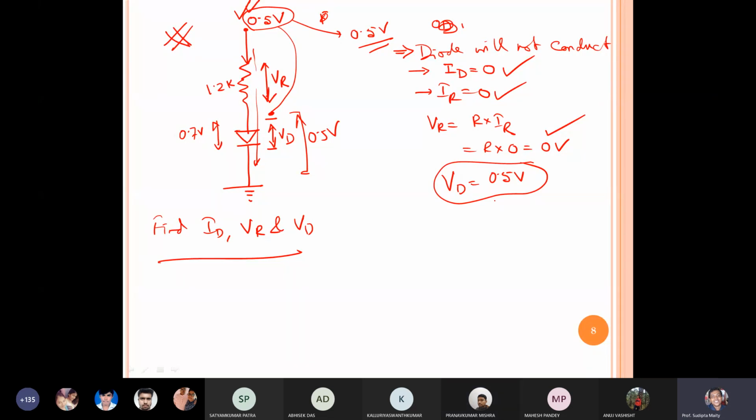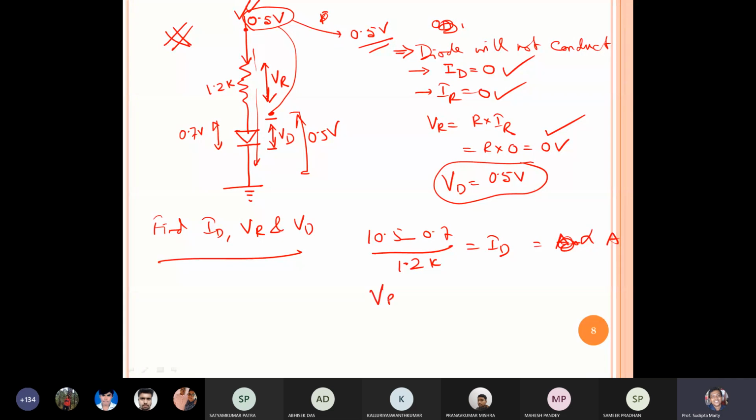Yes, sir. Hello, sir. Yes, say. If the applied voltage is more than 0.7 volt, then the diode will conduct. Then it will work. Suppose it is 10 volt, suppose it is 10.5 volt. Then what will happen? 10.5 volt minus 0.7 volt divided by 1.2k, that will be ID. I will get some amount, suppose it is alpha ampere.